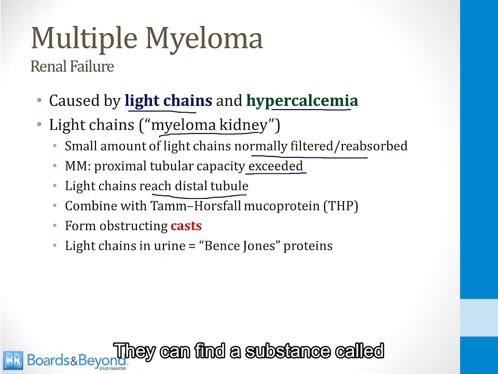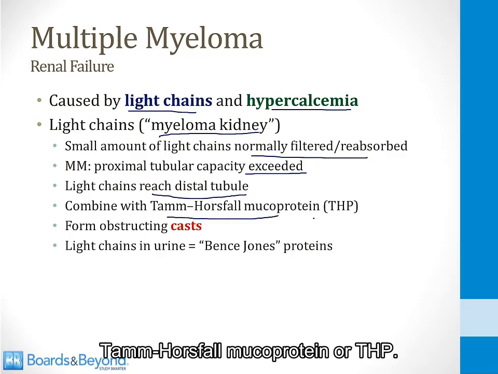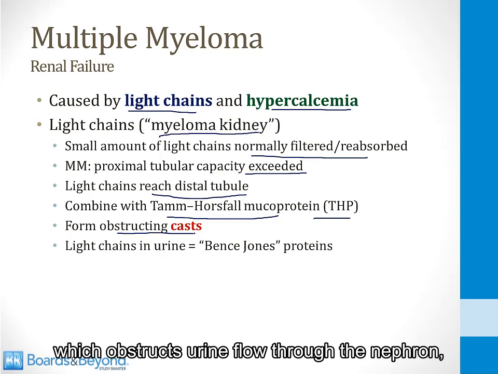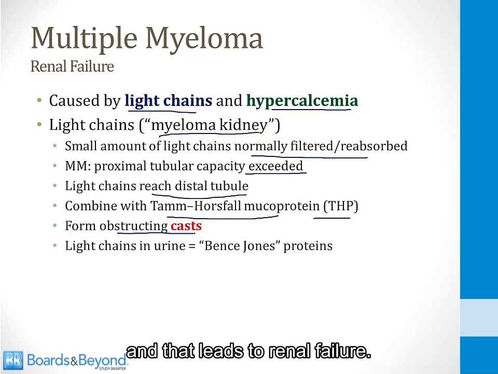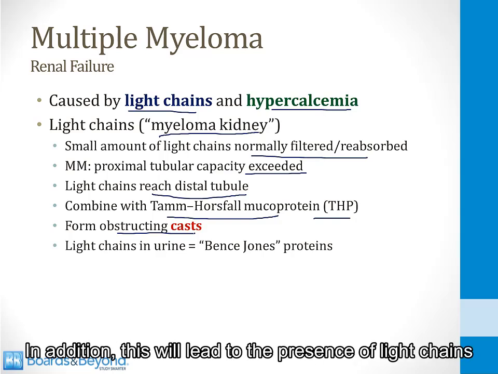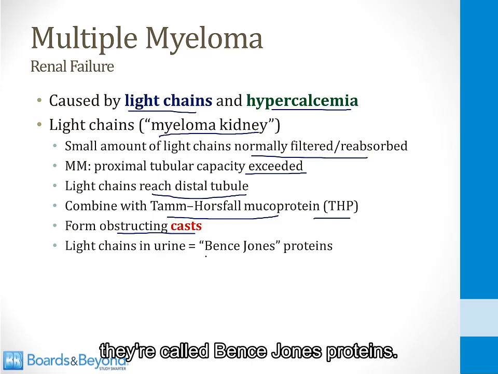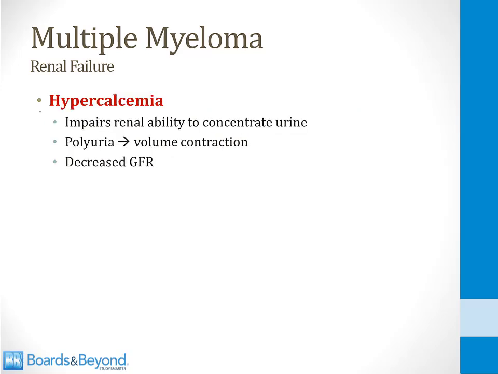There they can find a substance called Tamm-Horsfall mucoprotein, or THP. This combines with the light chains and forms obstructing casts, which obstructs urine flow through the nephron, and that leads to renal failure. In addition, this will lead to the presence of light chains which can be detected in the urine, and when light chains are found in the urine, they're called Bence-Jones proteins.